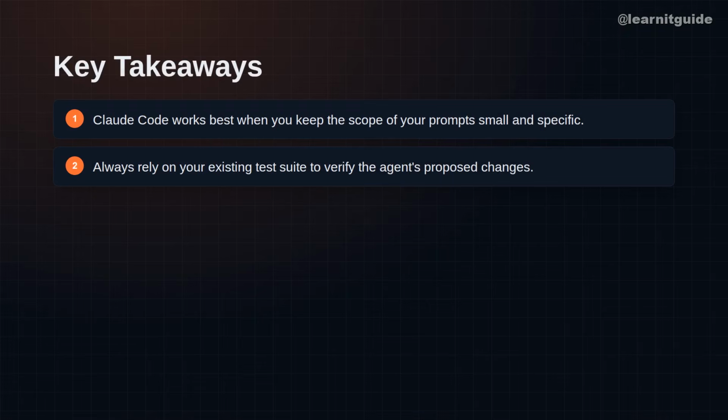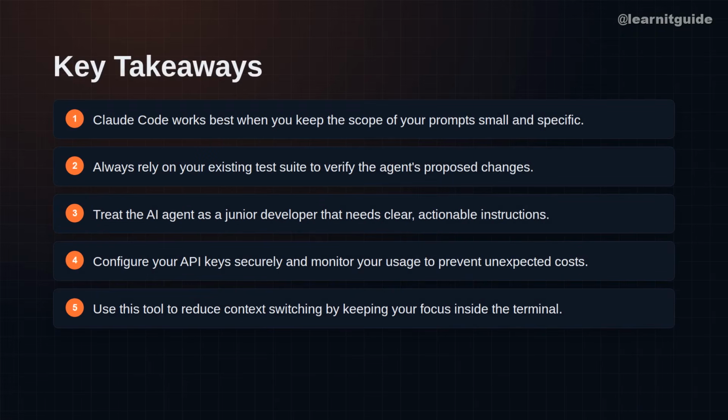Start by keeping your prompts small and specific to avoid context limits. Rely heavily on your test suite. The agent is only as good as your validation logic. Treat the agent like a junior developer. Clear instructions get clear results. Keep your API usage monitored to stay within your budget. And finally, stay in the terminal. That is where the work actually gets done.